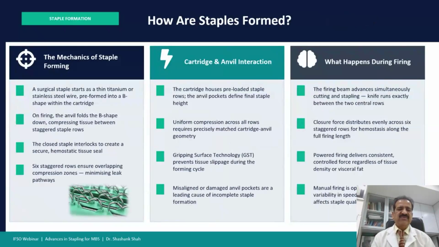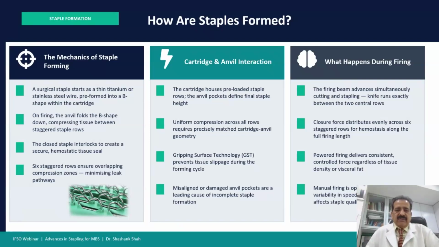Now, how are staples formed? The mechanics is a staple starts as a thin titanium or stainless steel wire. We prefer titanium with a preformed shape into a B shape within the cartridge. On firing, the anvil folds the B shape down, compressing the tissue in between, and then that forms a suture or a titanium staple.